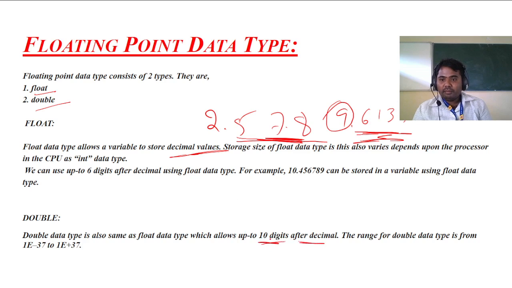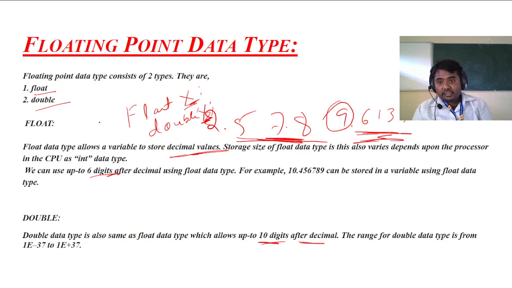Double allows up to 10 digits after the decimal point. In case of floating point, it allows up to 6 digits. I can create a floating point variable like this: float x, and for double I need to use the keyword double itself. Here x and y are variables. x can contain a floating point value, I mean a decimal point up to 6 digits, and y can contain a double value, I mean a decimal point up to 10 digits.